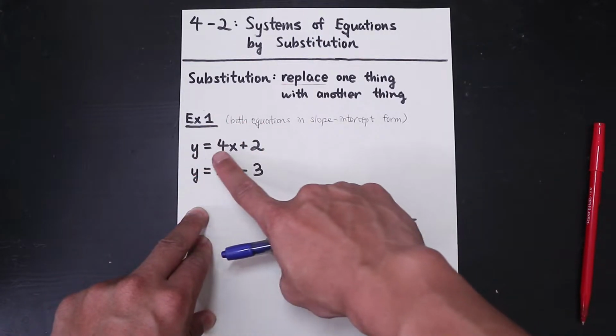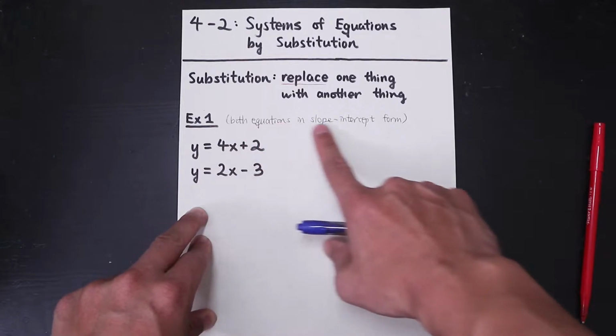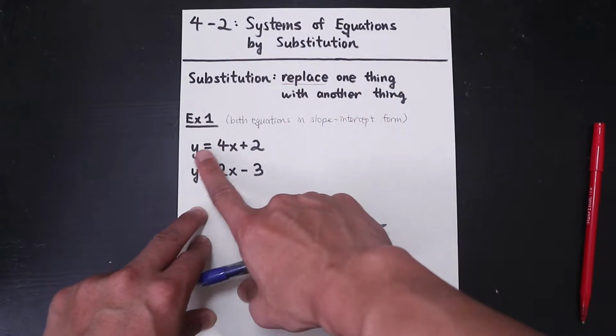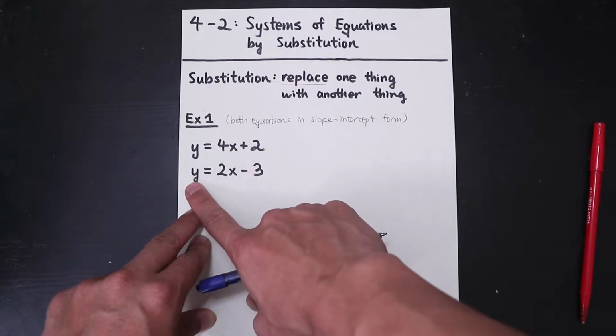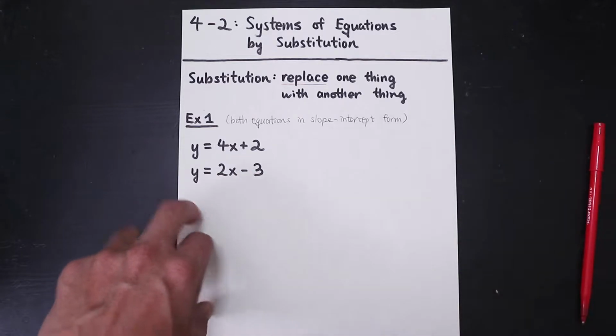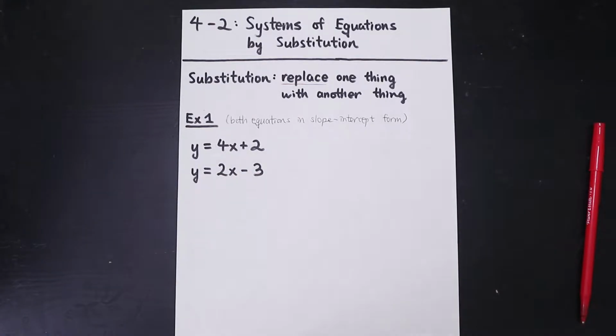Here we have a system. They're both in slope-intercept form. The first one is y is equal to 4x plus 2, and then the other one is y is equal to 2x minus 3. Now, of course, you could graph them just like you did in the previous lesson, but it might be a little bit too tedious to actually graph both of them. So we're going to strategize a method.